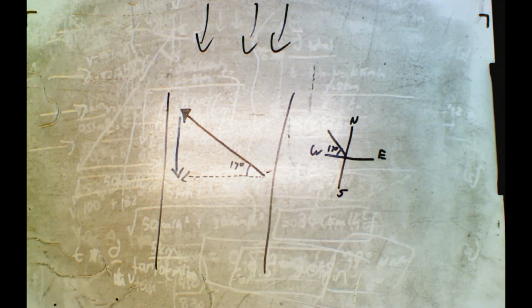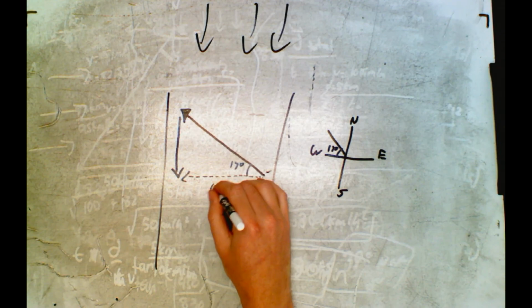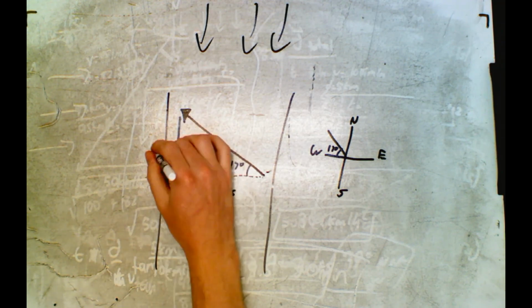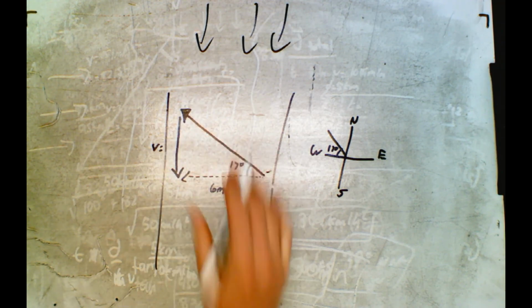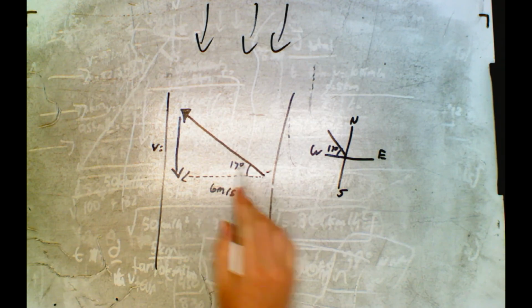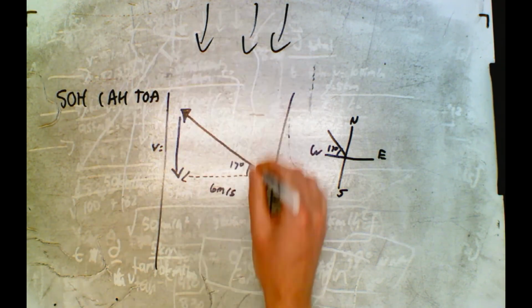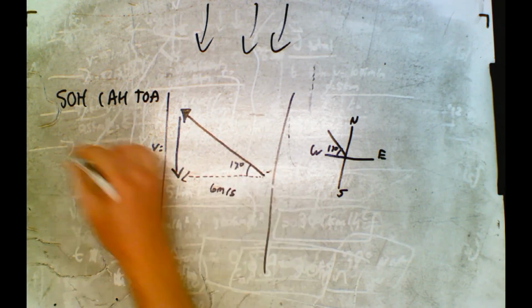So we've built our triangle, and it says that the riverboat pilot is able to travel straight across the river at 6 meters per second. So this is my 6 meters per second. So the riverboat pilot must go a little bit faster. But we want to determine the speed of the current. Well, we have a right angle triangle, we have a side and we have an angle. So we can just use SOHCAHTOA. We have opposite and adjacent.